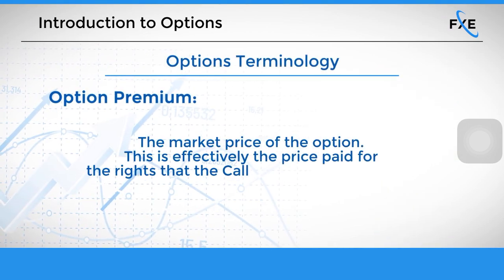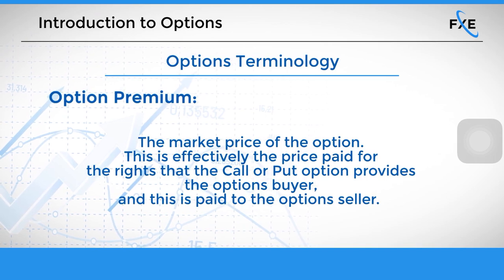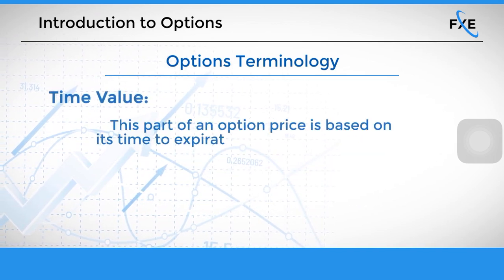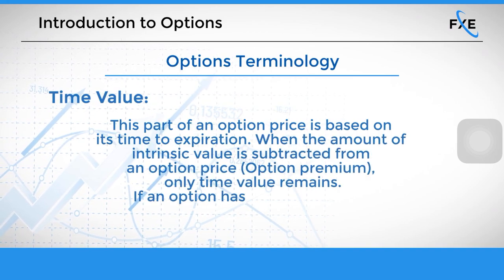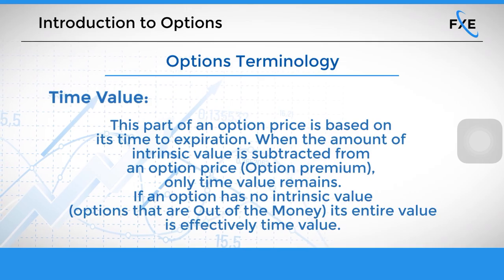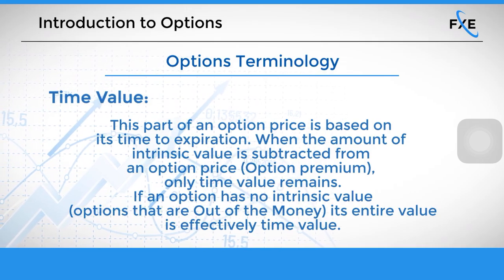The option's premium is the price of the option. This is effectively the price paid for the rights that the call or put option provides the call buyer, and this is paid to the option seller. Time value. This part of an option price is based on its time to expiration. When the amount of intrinsic value is subtracted from the option's price, the option's premium, only time value remains. If an option has no intrinsic value, as is the case for options that are out of the money, its entire value is effectively time value.